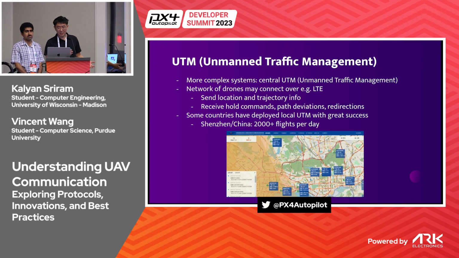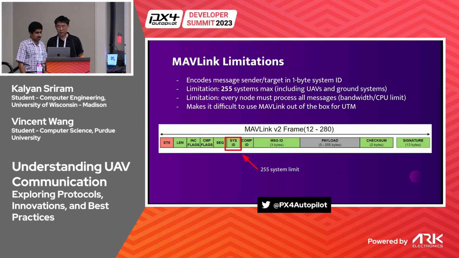And because the UTM system has all the info at once, it can figure out how to repath all the drones around each other more effectively. UTM systems have actually already been deployed in some places with great success. For example, in Shenzhen, China, there are over 2,000 drone flights per day, which are enabled by their UTM system. So why are we talking about UTM systems?